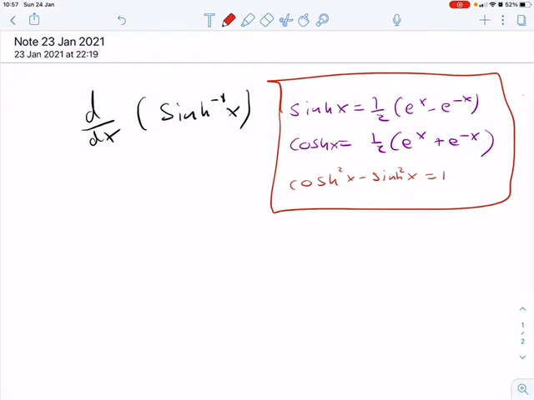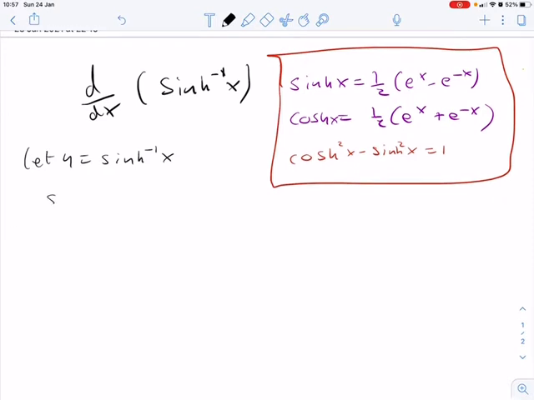Okay, and now the first thing we need to do to be able to work with this is let y equal the inverse sinh of x. Alright, cool. So now we can see that sinh y is equal to x. And now that we've got this, we can just use this identity, as you can probably notice. So we're putting that in there, but obviously we're taking the x's out and putting the y's in, because it's sinh y as opposed to sinh x.